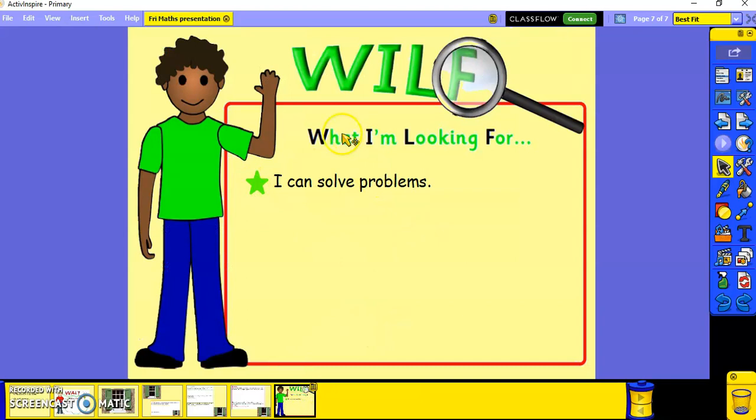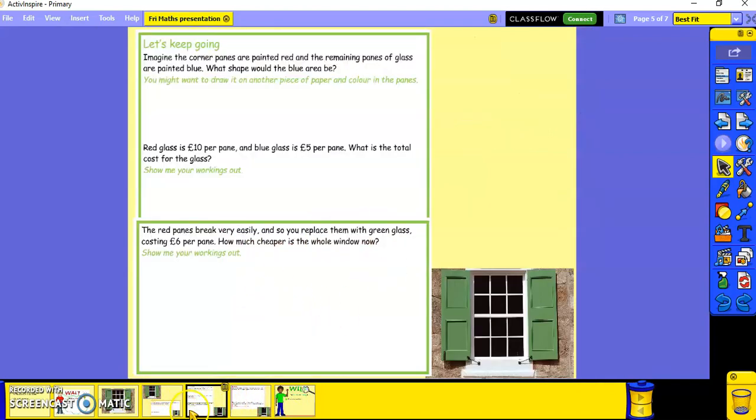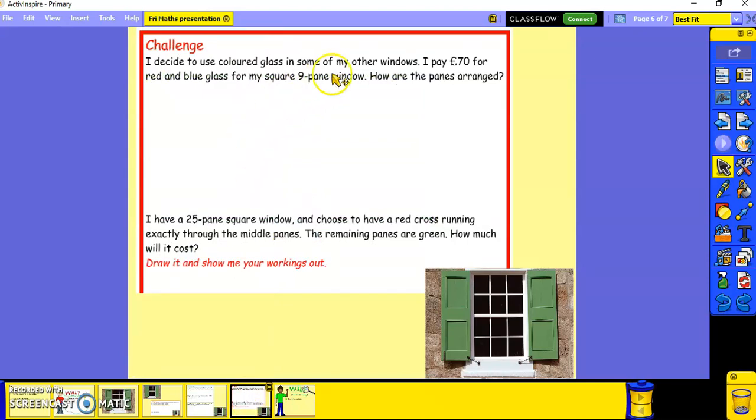So today I have only really got one step for our wolf. I can solve problems. And remember, there are lots of different levels within this. We've got our slightly easier warm up. Then it gets a little bit trickier into our let's keep going. And even these ones get trickier as they go through. And then we've got our challenge ones, which are certainly a little bit more challenging.